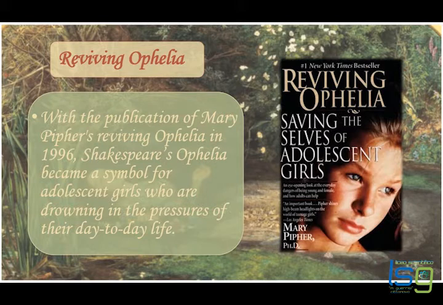The title of the book is used as a symbol for what the author, Mary Pipher, says happens to young women. In fact, as a girl, Ophelia is happy and free, but as an adolescent, she has no inner direction. When she falls in love with Hamlet, she lives only for his approval. Then she is torn apart by her efforts to please, and she goes mad and drowns herself.